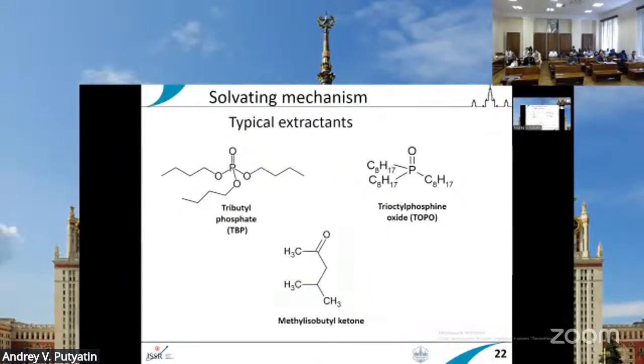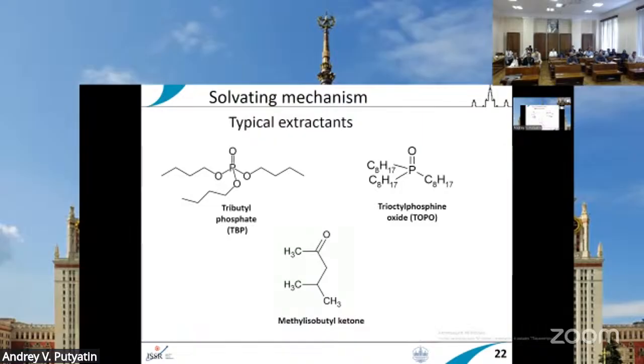And here are some examples of extractants. In my opinion, maybe the most used extractant for radiochemistry. The first one, tributyl phosphate. Do you know where it is used? Yes, extraction of plutonium, the Purex process for isolation of uranium and plutonium.